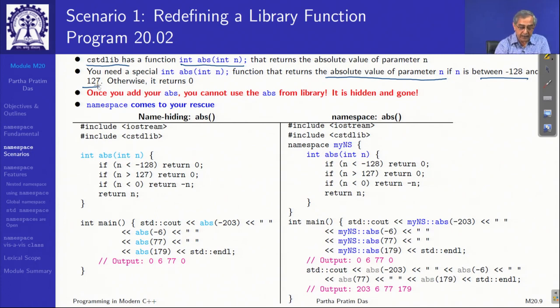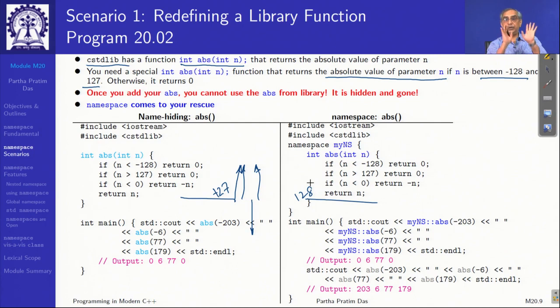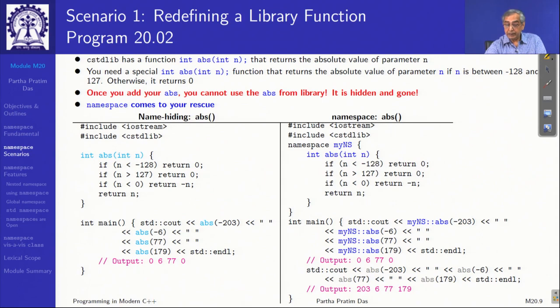So, it is 0 outside, and in between only, if it is positive, it remains positive, if it is negative, it becomes positive. So, between -127 to 128. You want to write this function. Now, if you have to do that, then you will write a function like this. If n is less than -128, return 0, greater than 127, return 0, otherwise return minus n. It is not difficult to write that function.